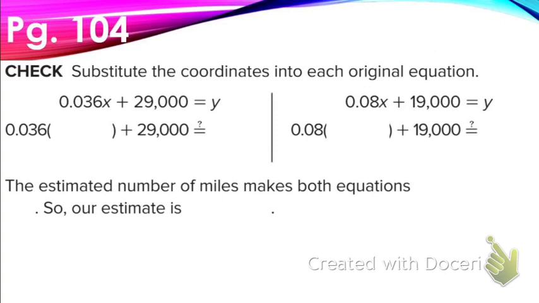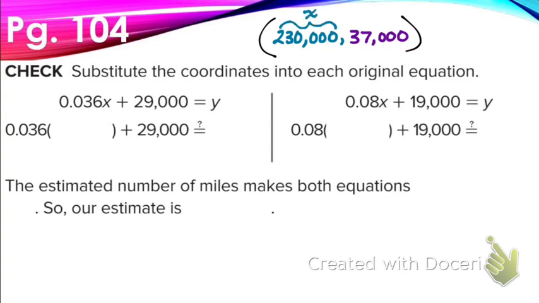What was the amount of miles? What was the X part of the ordered pair that we had? 230,000. What was the Y part of the ordered pair? 37,000. So we're going to take 230,000 and sub that in for X. I'm going to take 37,000 and sub that in for Y.